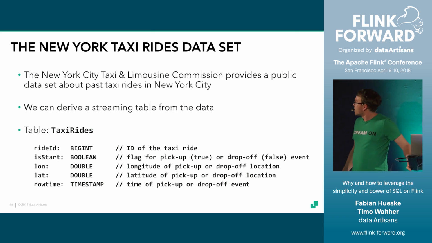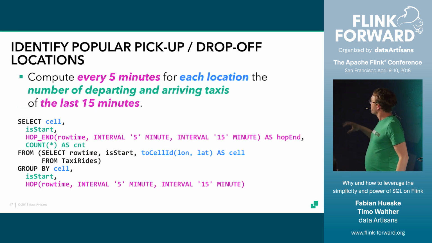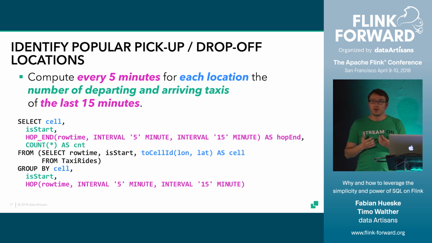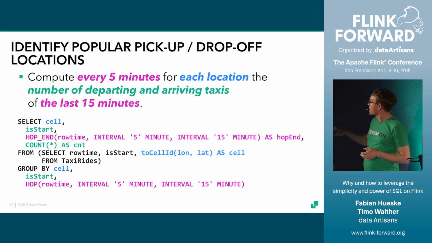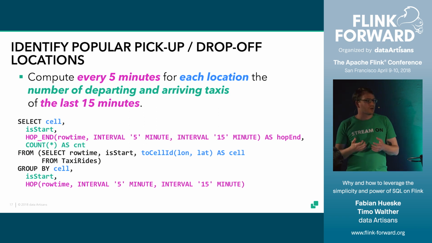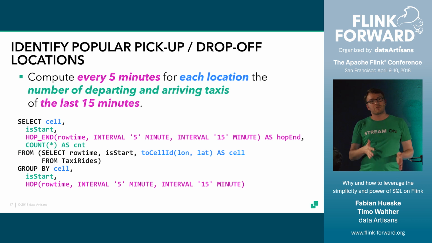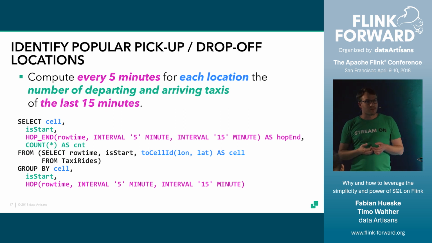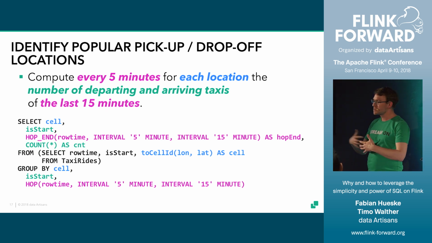And if we use this data, we can now specify queries on this. One example would be, for instance, if we want to identify popular pickup and drop-off locations, then we could do that by running a query on the data that computes for every 5 minutes for each location the number of departing and arriving taxis of the last 15 minutes. So if we want to compute something every 5 minutes for the last 15 minutes, then this is an indication that we want to perform what we call a hopping window, as it's called in Calcite syntax, and we're using Calcite syntax here. In the Flink data stream API, it's called a sliding window, so there's a mismatch in terminology, so to say.